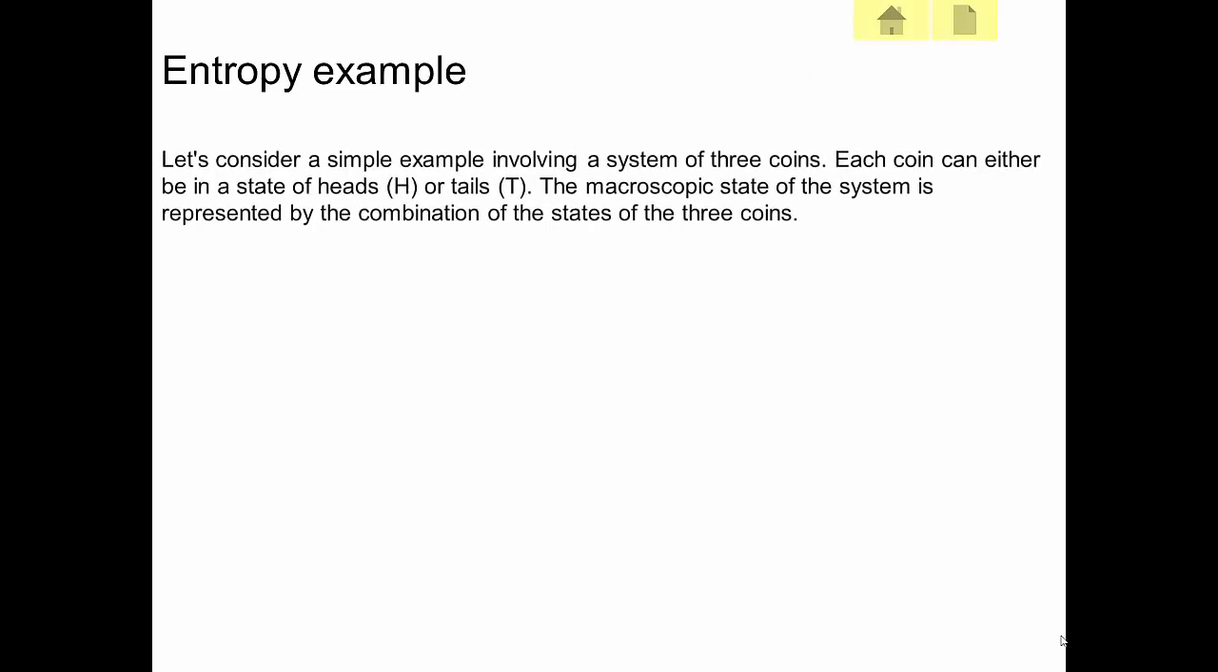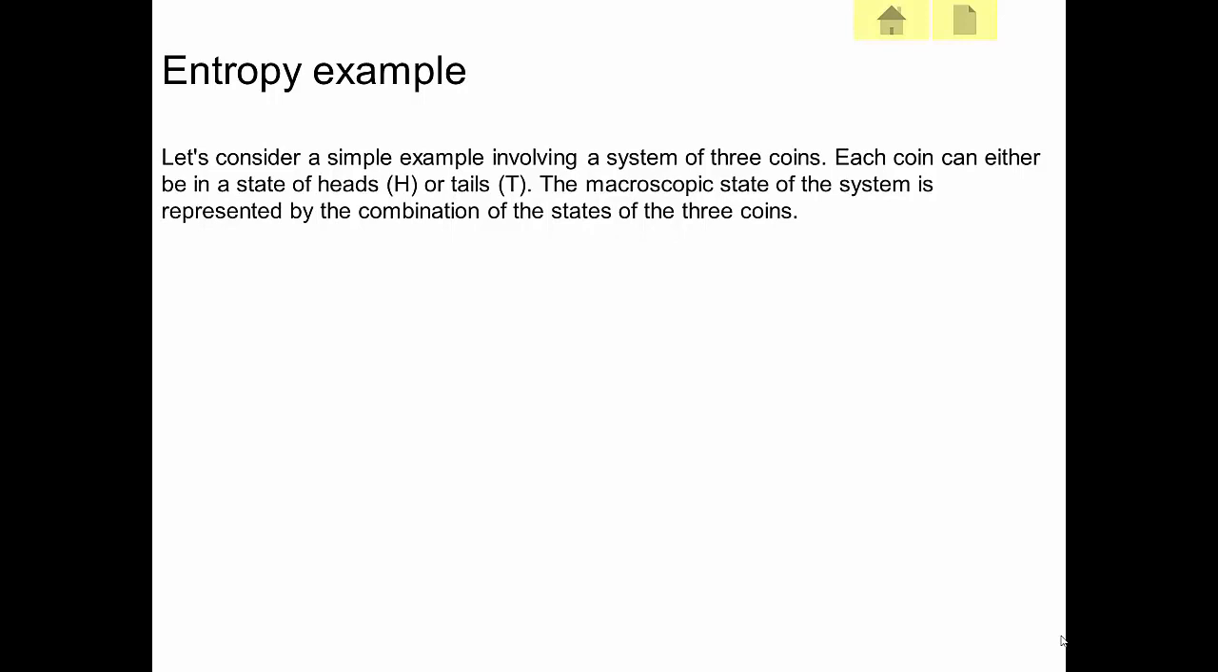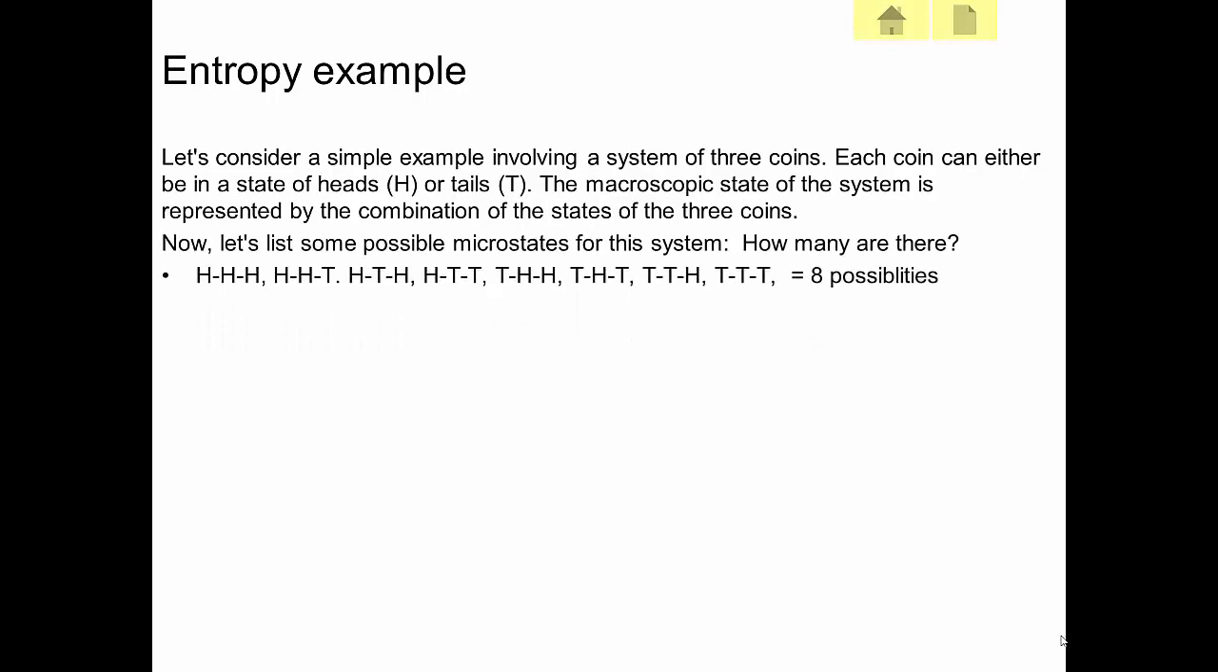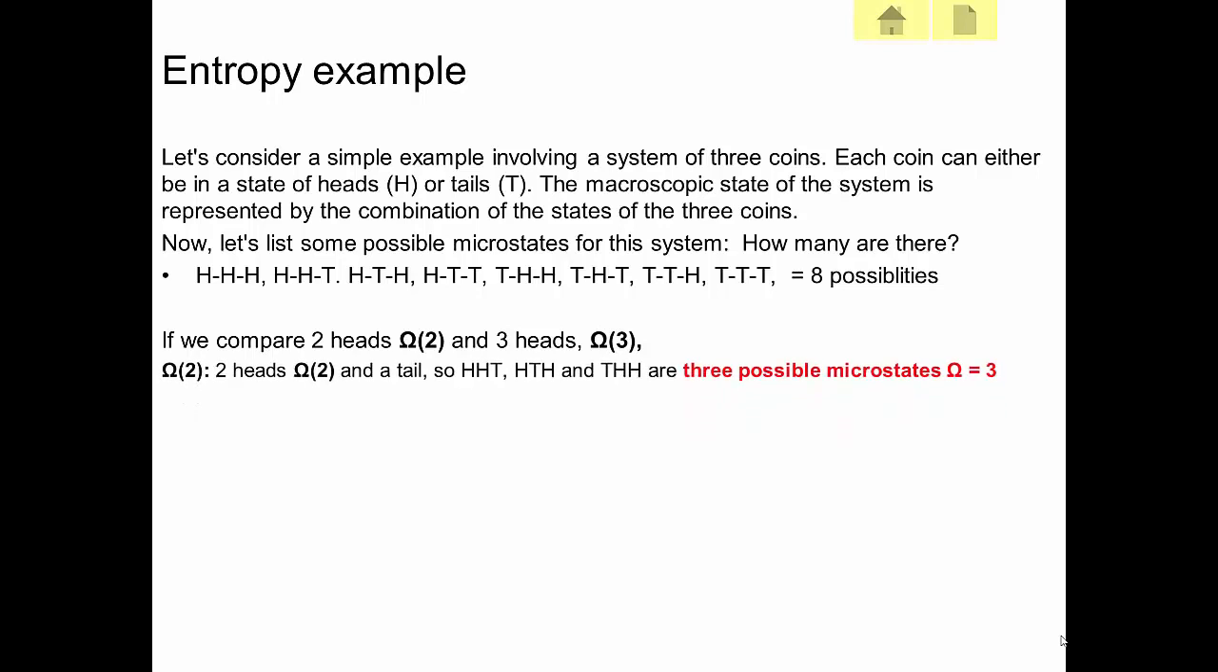Let's look at another entropy example. This time we look at 3 coins. So we have 3 coins, and these are the possibilities: heads, heads, heads; heads, heads, tails; and so on. There are 8 possibilities for this. So if we compare the likelihood of getting 2 heads and 3 heads, we know that if we have 2 heads, it's either going to be heads, heads, tails; heads, tails, heads; or tails, heads, heads. So there are 3 possible microstates, where omega is equal to 3. That's for getting 2 heads.